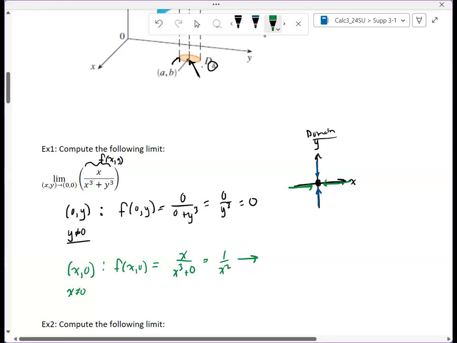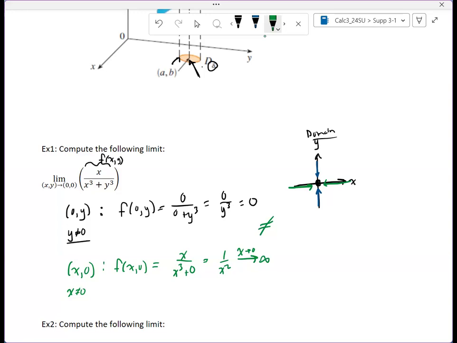What happens to this as x goes to 0? This actually shoots off to infinity. We get a smaller and smaller positive number on the bottom. That shoots off to infinity. So it seems like along the green path, my limit in some sense ought to be infinity, but from the perspective of the blue path, my limit ought to be 0. These are clearly not equal.